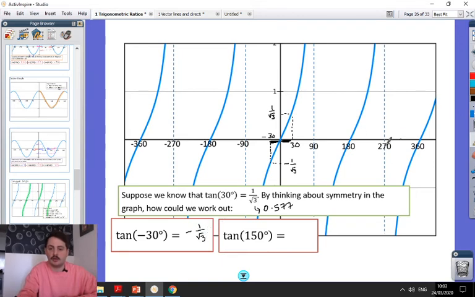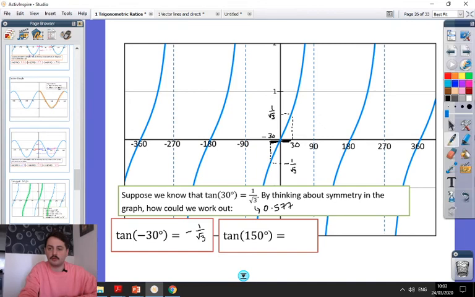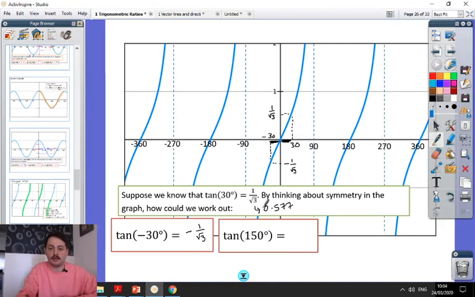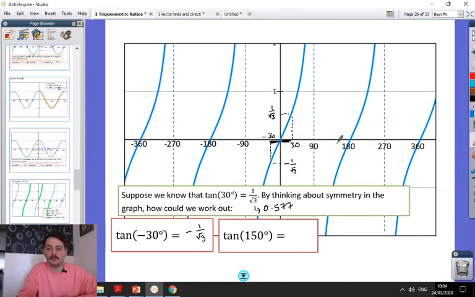Again, we're only allowed to move backwards or forwards from the 0 or from the 180. So this time I'm going to try and find where 150 is. 150 means I'm moving backwards 30 degrees from here, which ends me up at 150. And we can clearly see when I go down to the graph, it corresponds to that same value of minus 1 over root 3.